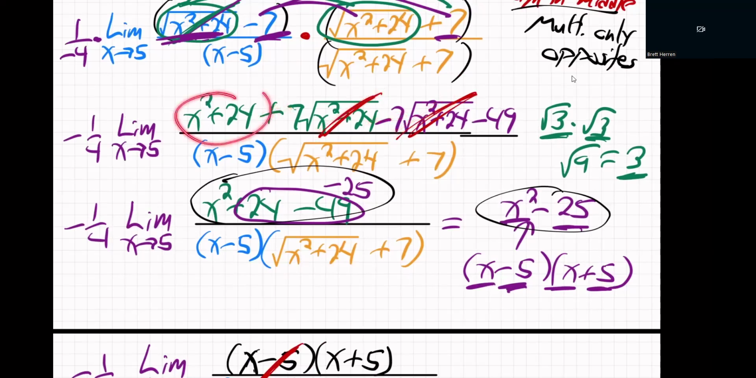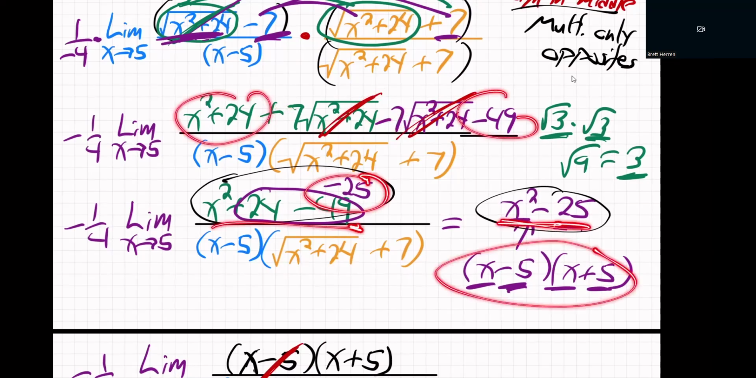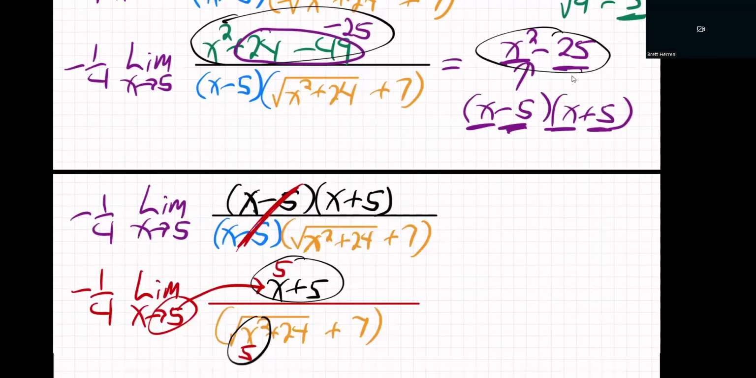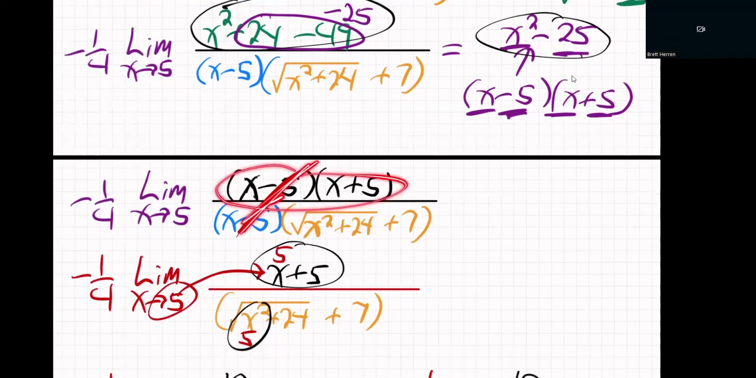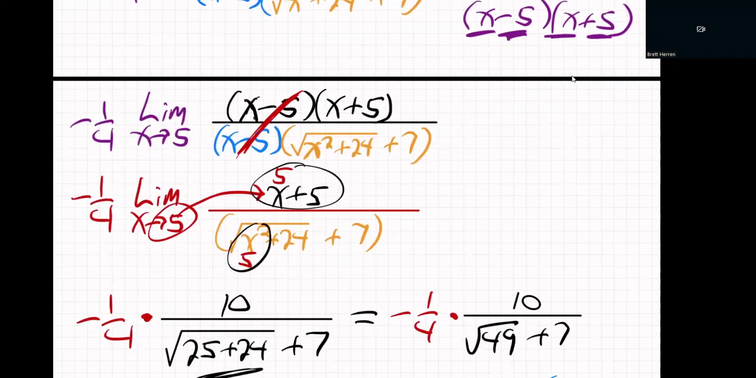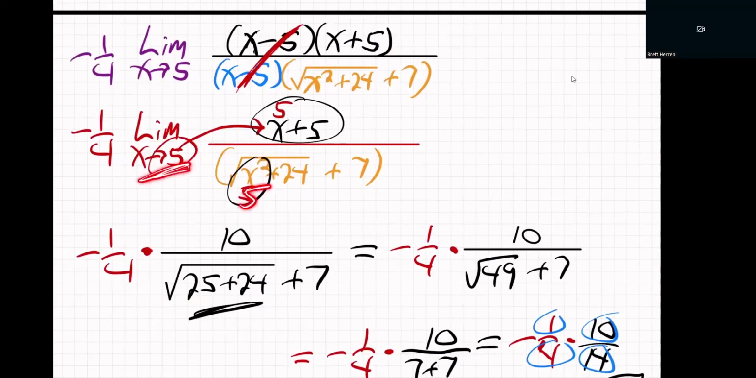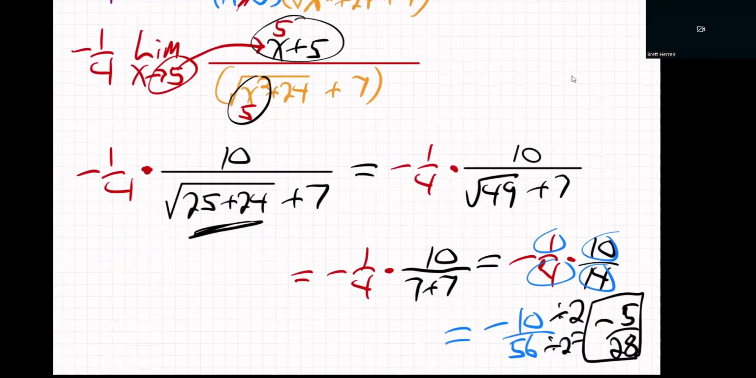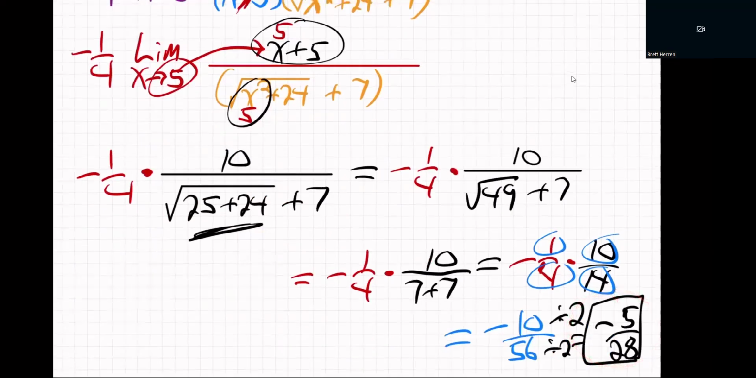Then we have x squared plus 24 minus 49. That made x squared minus 25. That factored x minus 5, x plus 5. Brought it down to here. These canceled. X plus 5 over this. Then we could finally let x go to 5. Put in 5, put in 5. Got this. Simplified the numbers. Minus 5/28. And so there we go.